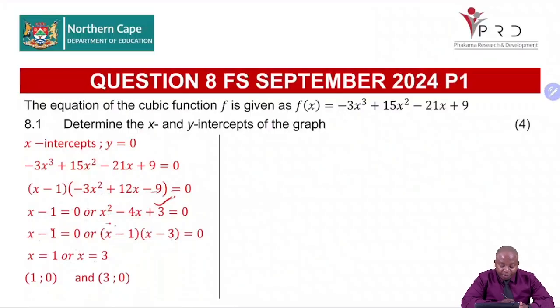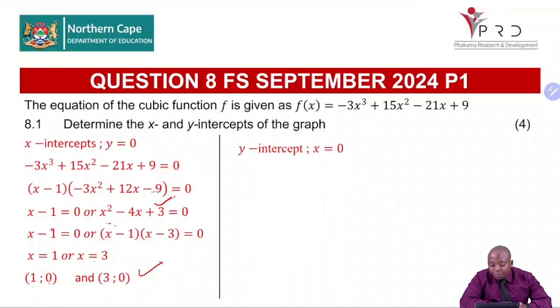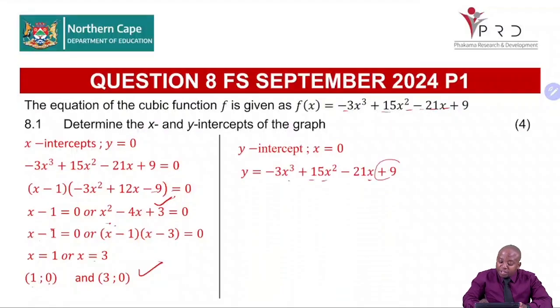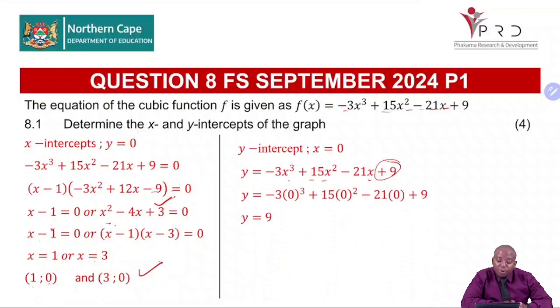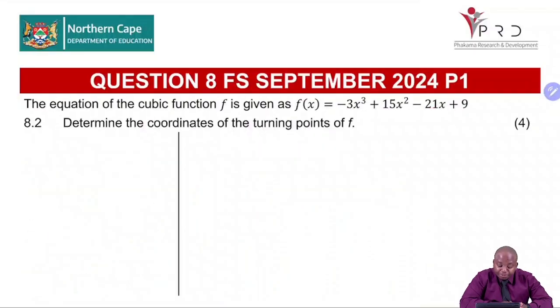So our x-intercepts are (1, 0) and (3, 0). For our y-intercept, we're going to let x equal 0. Whenever there is an x, I place in my 0, and y just equals the constant. Then we have y equals 9, because this is going to be 0 plus 0 plus 0 plus 9. Then our y-intercept is (0, 9).